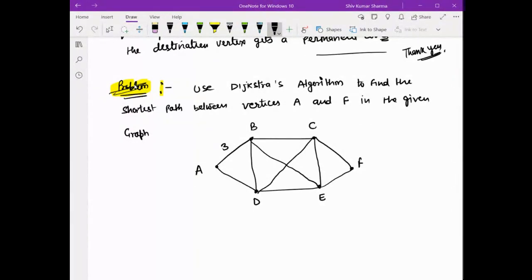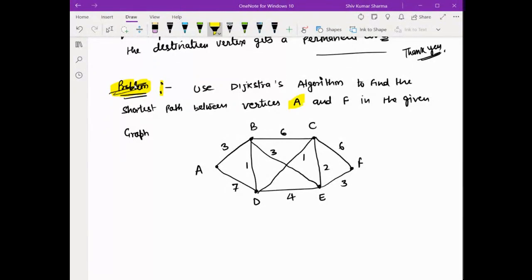The edge AB has weight 3, this one has weight 1, this one has weight 7, this one weight 6, this one weight 3, this one weight 1, and then weights 4, 3, 2, and 6. So this is the graph. We calculate the shortest path from A to F.